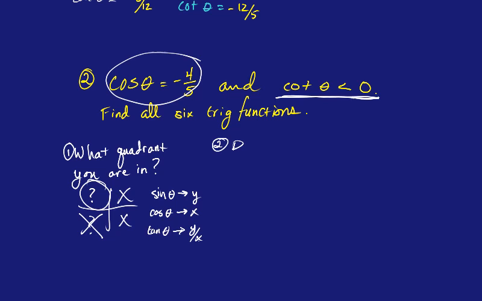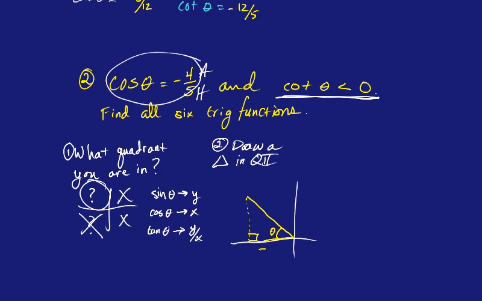So now I know I need my triangle to be drawn. The second thing I'm going to do is draw a triangle in quadrant 2. So the way that would look is, here's my quadrant 2. And then the triangle, remember, the terminal side would end in quadrant 2, and you're going to come down to the x-axis. And that's the way your triangle needs to look. Here's theta. And so now if the cosine of theta is negative 4/5, remember, cosine is adjacent over hypotenuse. So negative 4 is going to be my adjacent. And my hypotenuse is always going to be positive, and so that is going to be 5.